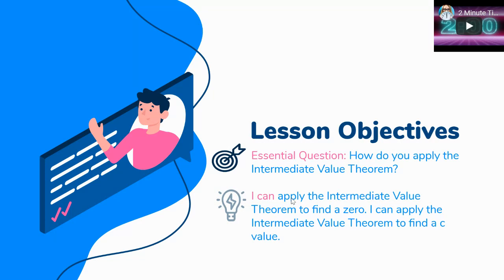The lesson objectives, or the essential question, is how do we apply the intermediate value theorem? And then you're going to write down actually two I can statements today. I can apply the intermediate value theorem to find a zero, and I can apply the intermediate value theorem to find a C value, and that's going to make more sense when we actually do it.